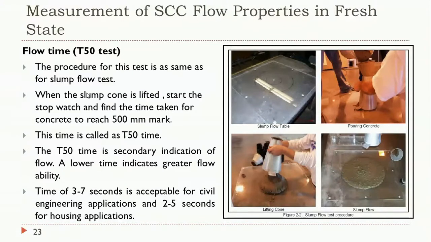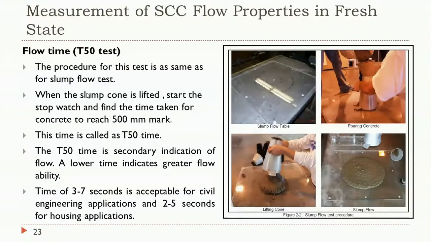So T indicates the diameter, and 50 is usually expressed in centimeters, that is why it is given as 50. The time taken by the concrete to reach from the 200 mark to the 500 mark is the T50 test. Lower time indicates greater flowability of the concrete. If the concrete flows within 1 to 2 seconds, or between 2 to 5 seconds, from the 200 mark to the 500 mark, then it has good flowability. So the lower the time, the more flowability of the self-compacting concrete.